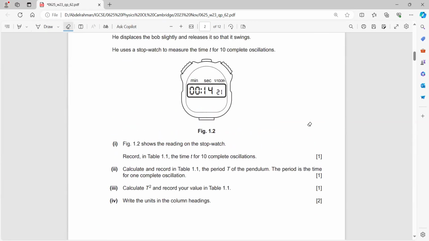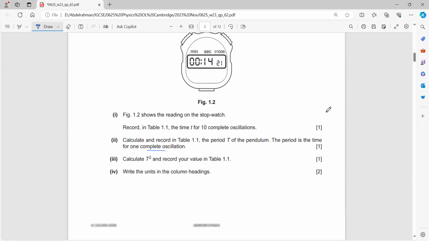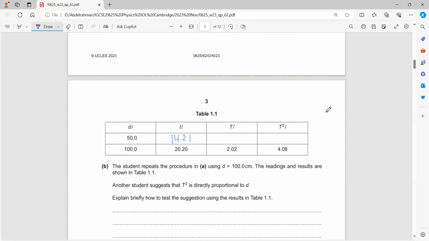Calculate and record in table 1.1 the period, which is the time for one complete oscillation. How will I find the period for one complete oscillation?